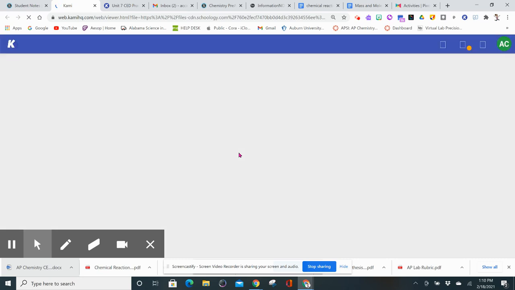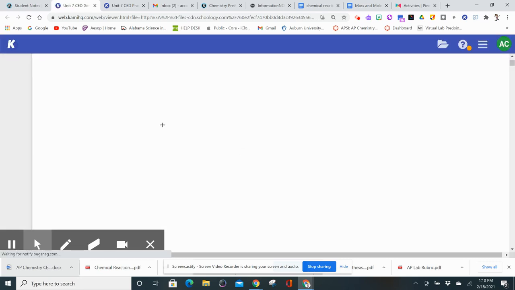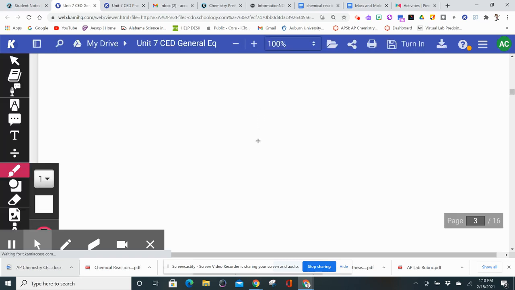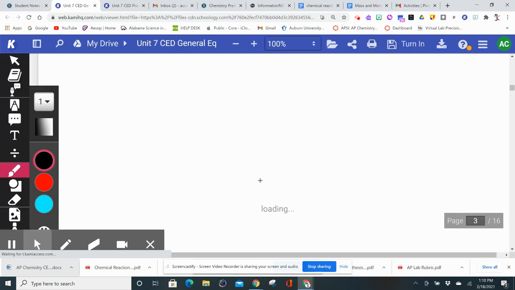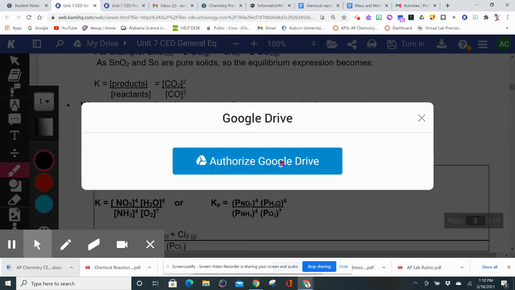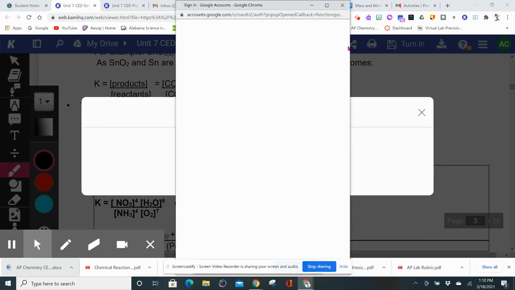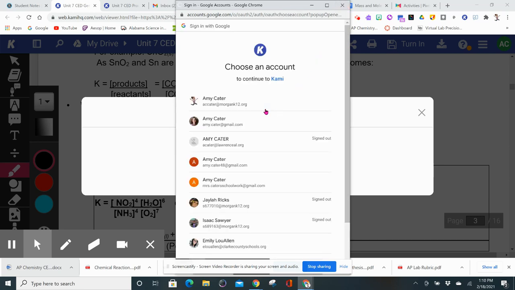So, are you able to see the notes? Did my screen change for y'all? Yes? No? Maybe? Yes. It did. Good. Thank you. Okay, come on.